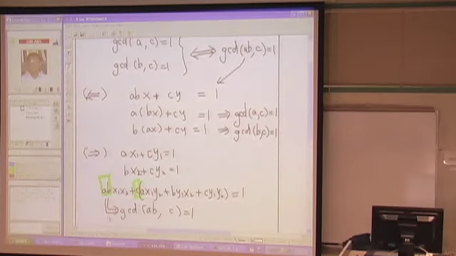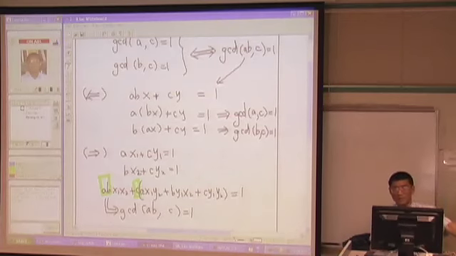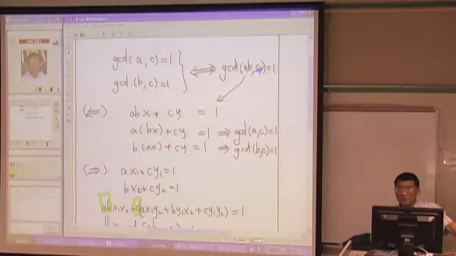So I gave the proof before, but this is the second time. If you have a question, you can ask me. In any case, when you have product GCD equal to 1, then individual GCD is also 1.